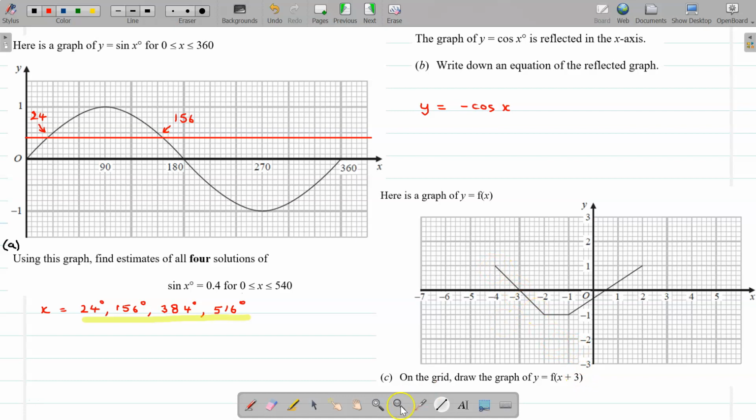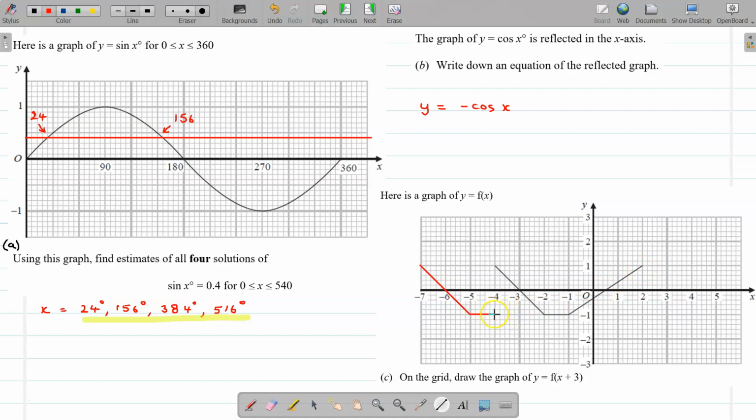So basically this graph moves 3 places to the left. So instead of starting at -4 up here, it's starting at -7. Okay, and it's going down to there. It's going across by the same amount, which is just 1 unit across. Just get the gradient right.